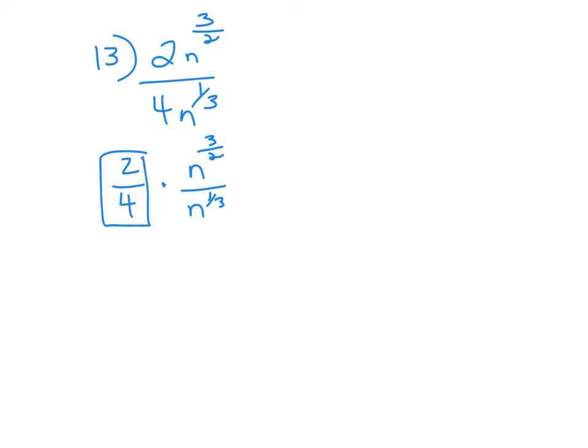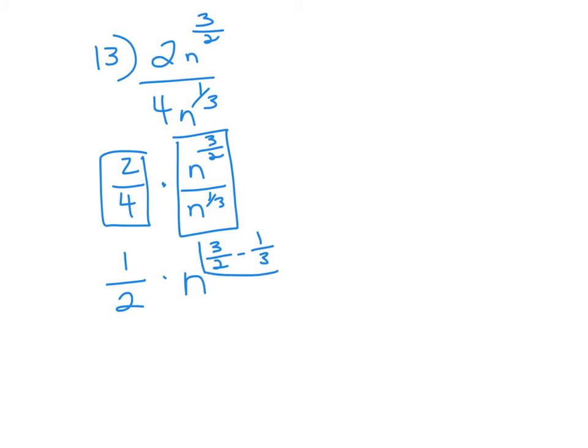2 over 4 can be simplified to 1/2, and this expression here can be simplified to n to the power of 3 over 2 minus 1/3. Then what we want to do is simplify this. We're going to subtract those two fractions, but we have to have a like denominator. So 6 is going to be our like denominator.